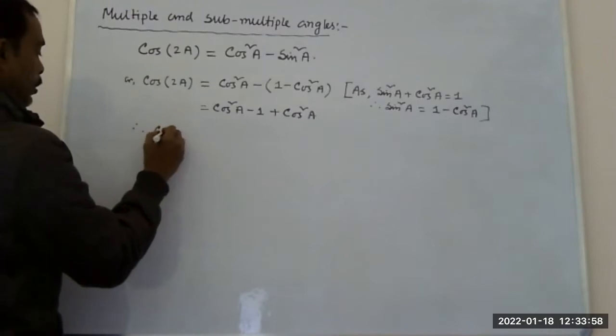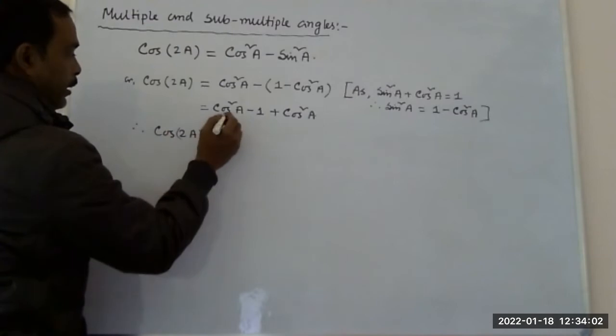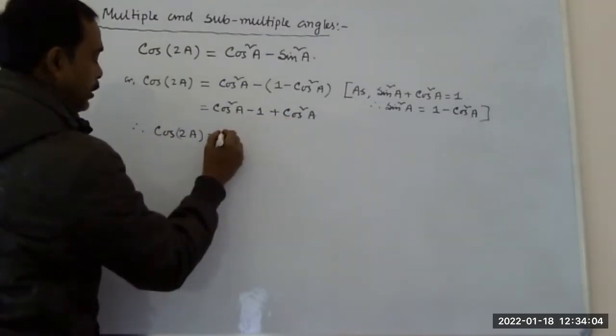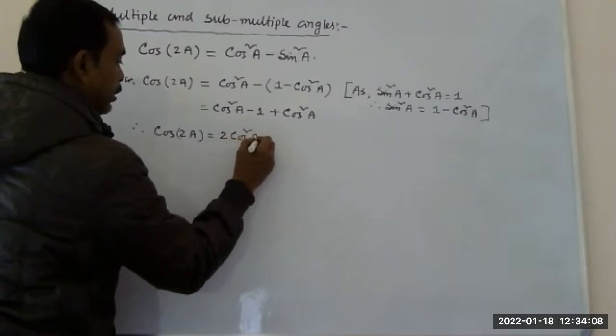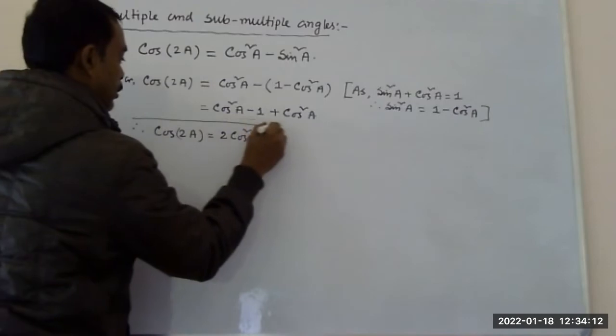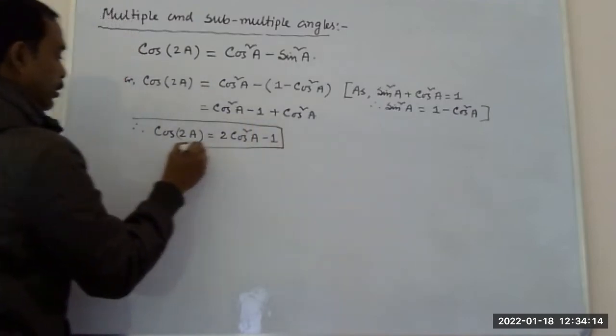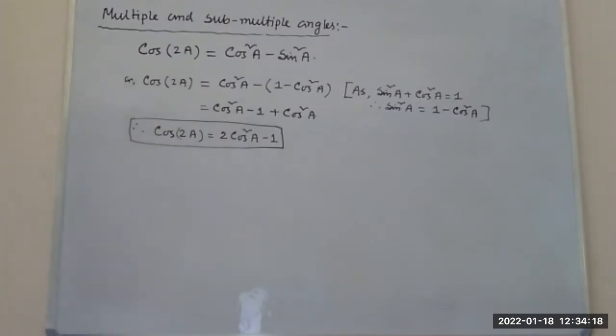So cos 2A can be written as cos square A plus cos square A, that is 2 cos square A minus 1. This is another formula of cos 2A. Cos 2A can be written as 2 cos square A minus 1. Right? This is another formula of cos 2A.